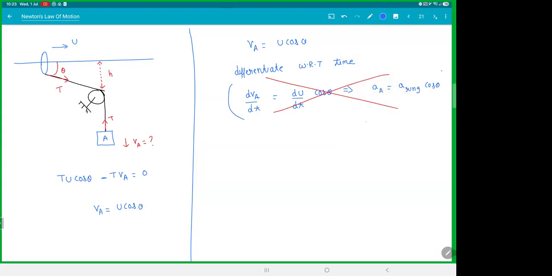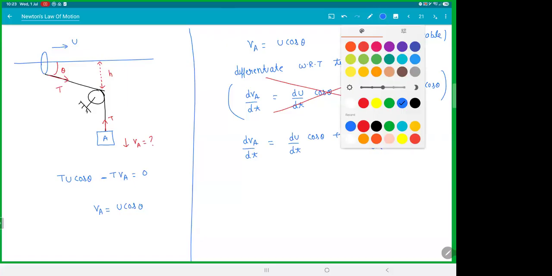This was that second thing which I wrote. The actual differentiation was this. Here, theta is also variable, isn't it? Theta is also variable. Cos theta is not constant. That's the reason I said you can't use this for acceleration. So when you actually differentiate this, dVA by dt will be du by dt cos theta plus u into d cos theta by dt. Theta is variable. If theta was constant, you can use it for acceleration, or else you'll get the second term. u is anyway constant here, so this term is gone.